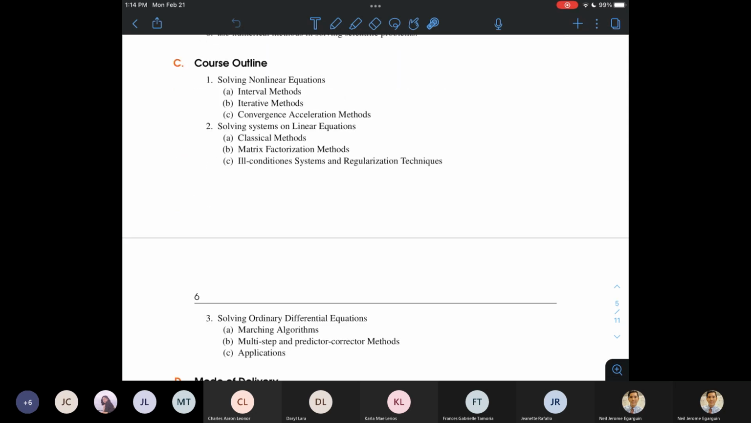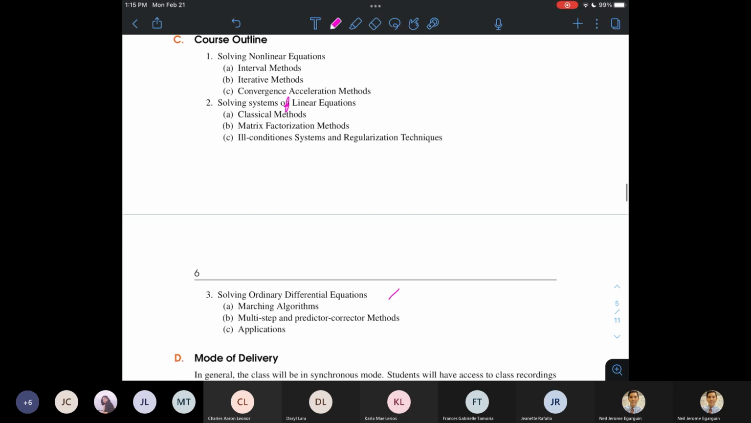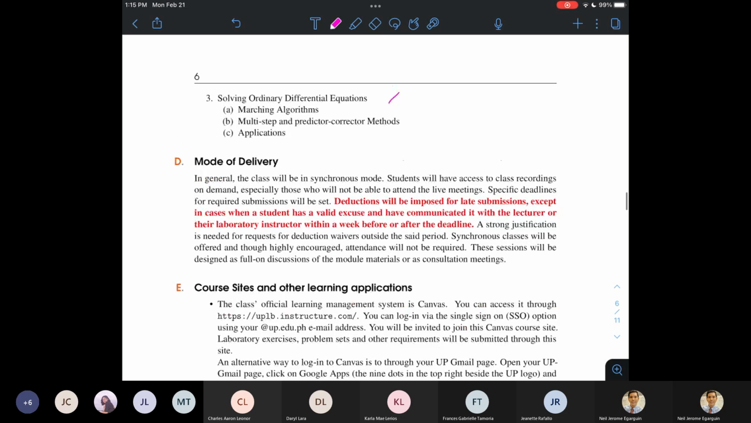Medyo condensed yung course outline. I didn't put too much details in it. So ito yung i-cover natin. We have 3 chapters: solving nonlinear equations, solving systems of nonlinear equations. So there's a typo there. And then solving ordinary differential equations. So yung detalye niyan, makikita natin as we start each chapter, or better yet, we'll look at the course timetable later. Okay.